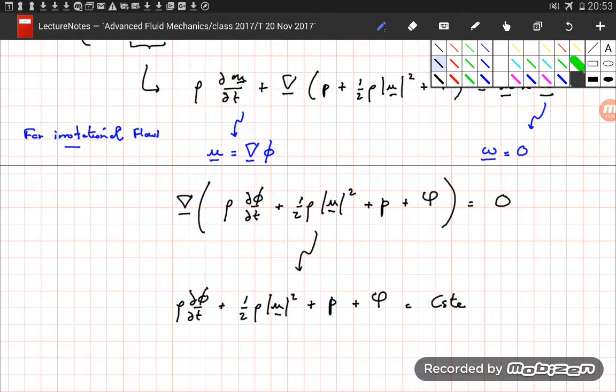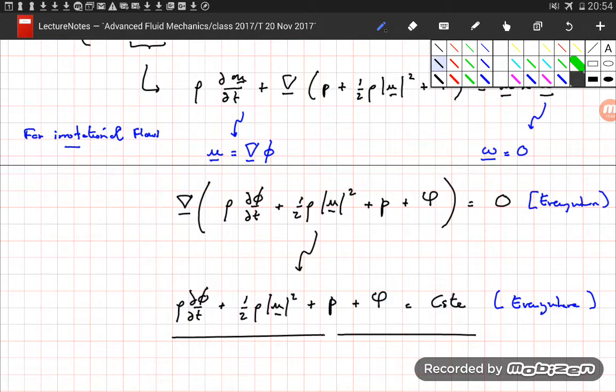And it is important to note here that this constant is independent of the streamline. It is a constant in the entire field. This gradient is equal to 0 everywhere, so this is a constant everywhere. This is not only constant along a streamline. It is also constant across streamlines. And this equation here is valid for unsteady flows. We haven't assumed that the flow is steady.